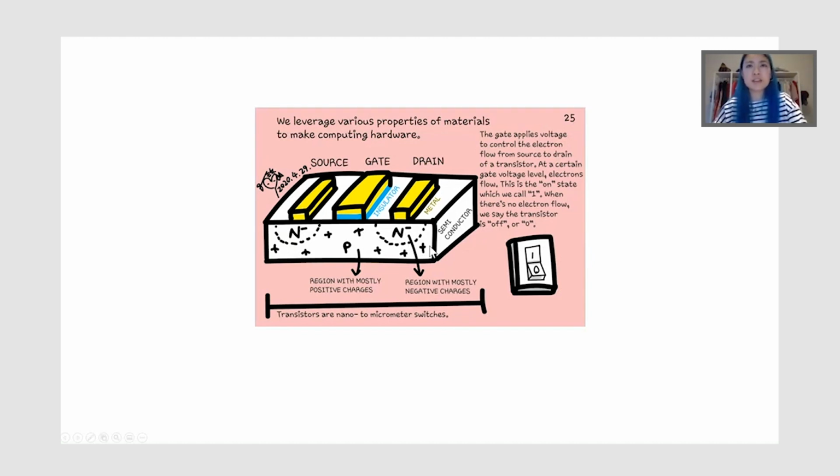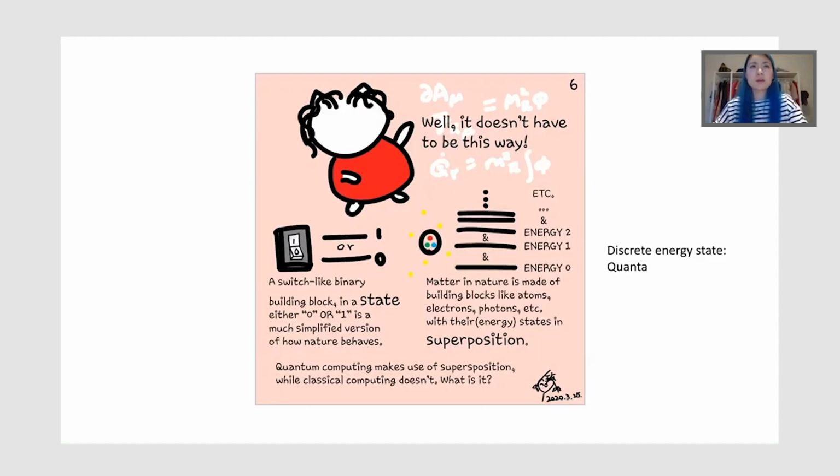So transistors are tiny, tiny switches that we put in our chips in the computers. That's how we implement classical bits. But this is kind of fictitious and deliberately artificial. Nature doesn't behave this way.